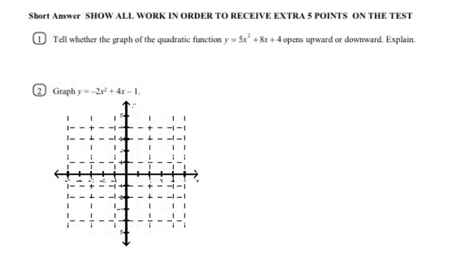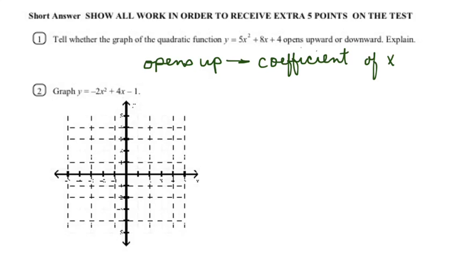Tell whether the function graph opens up or down. This one opens up. Reasoning: the coefficient of x squared, the quadratic term, is positive. So we're looking right there. That 5 is positive. If it were negative 5, then it would open down.